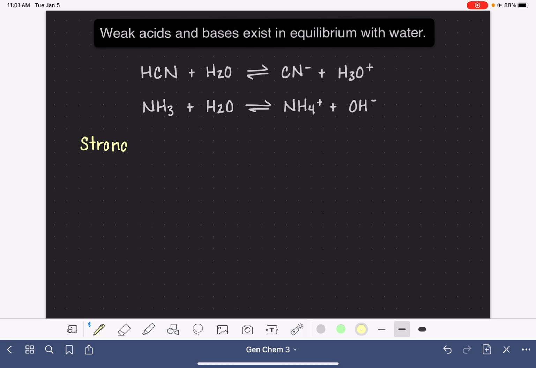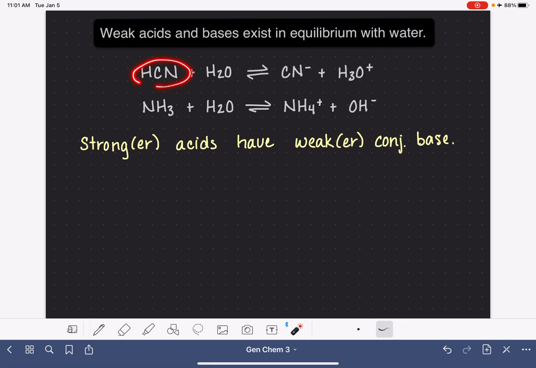If we have an acid that is strong or relatively strong, so this could literally mean that it's one of the 6 strong acids, or maybe it's a weak acid, but it's kind of strong, relatively speaking, among the weak acids. A strong or strong-ish acid will have a weak or a weaker, weak-ish conjugate base. And the strength of the acid is totally related to the weakness of its conjugate base.